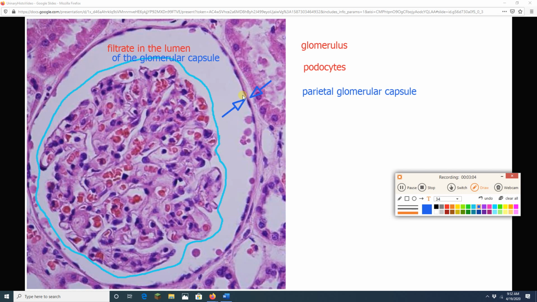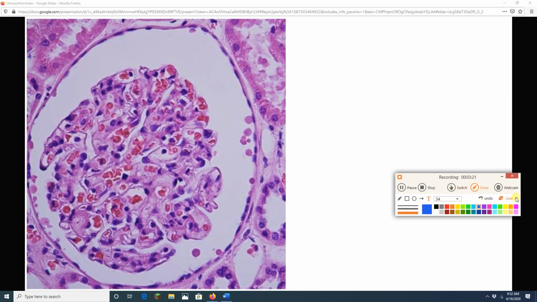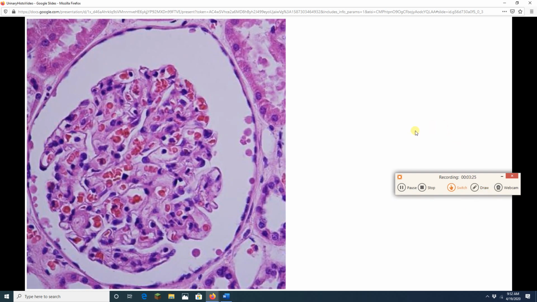Now, the glomerular capsule, we see its parietal layer right here. It is simple squamous epithelium. It surrounds the whole thing if we go all the way around. And it makes sure that we keep the filtrate in the right place. All right, excellent. Let's keep on going.